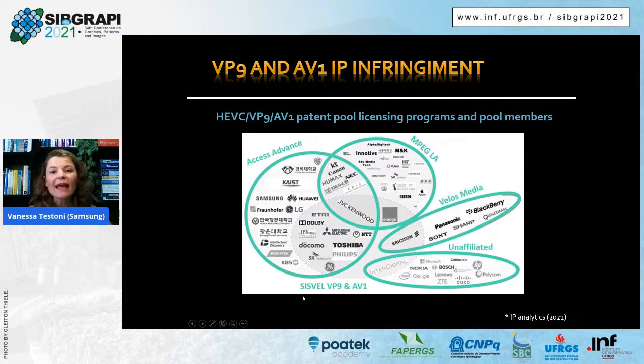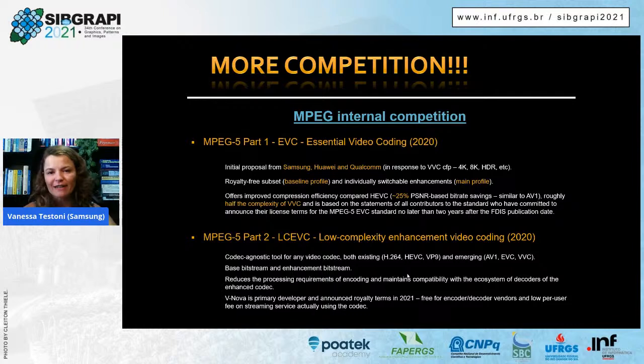Here we have the latest picture of the mess of the HEVC, now including the patents that those companies claim have been infringed. Those are the patents from HEVC that those companies say are also related to what AV1 did, right? So this is the current situation for all of those technologies. But this is not enough. There is more competition, internal competition at MPEG. This is something very interesting that happened. As I said, companies such as Samsung were not so interested. They were interested in VVC, but they are also interested in something else.